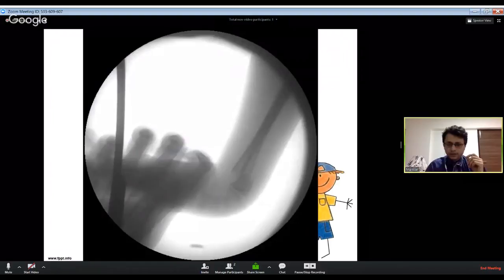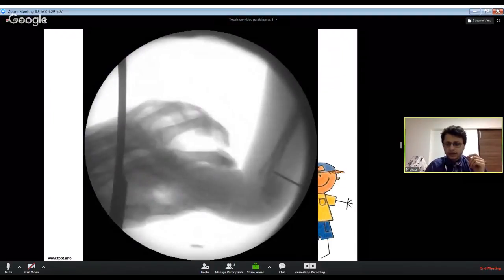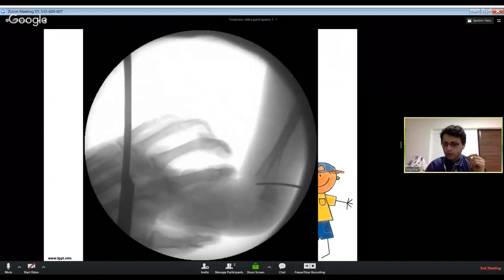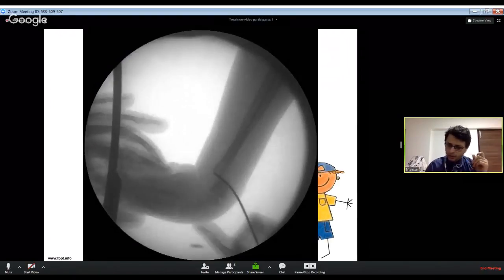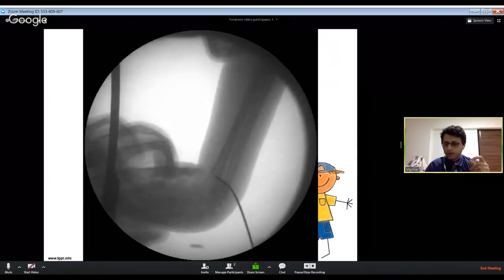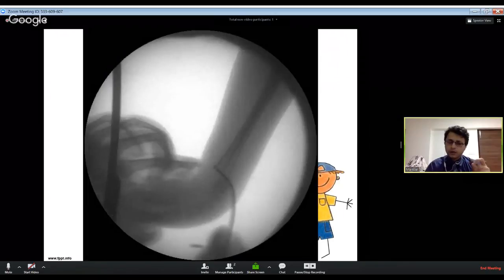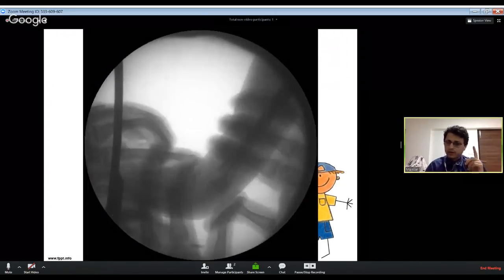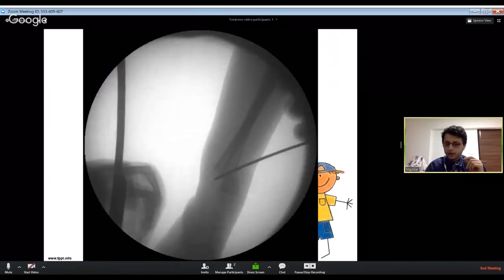So, a clinical example. This is the X-ray where I'm attempting to do the intrafocal pinning. This is one of my earliest cases. You can see that I have used a wire which is too thin, because of which I am unable to lever out the fragment. The wire is bending, but the fragment is not levering.